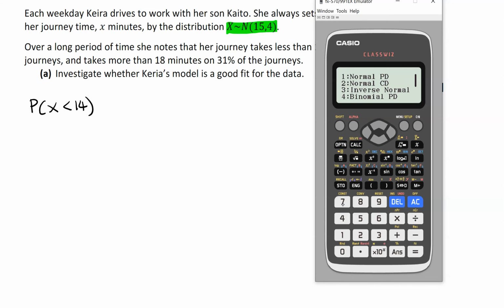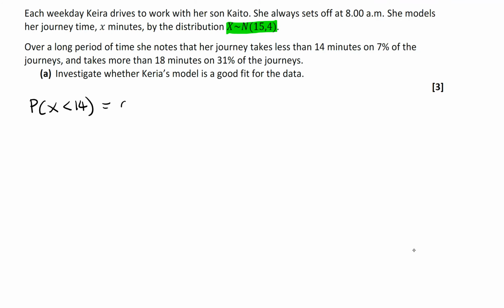So on my calculator, go menu 7 and normal CD, because I'm trying to find a probability in this case. Now my lower limit, I'm just going to put something like minus 1,000, and my upper limit I'll put as 14, and my standard deviation, remember, is 2. The variance is 4, so the standard deviation is 2. My mean is going to be 15. So I get an answer of 0.3085.